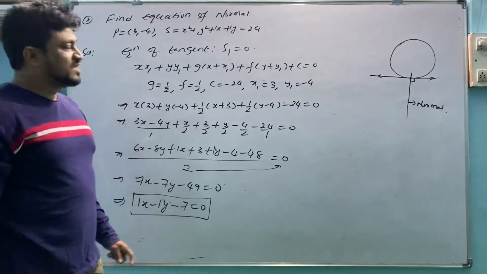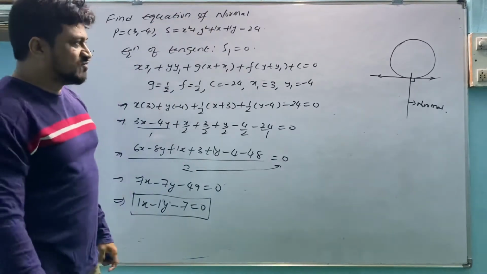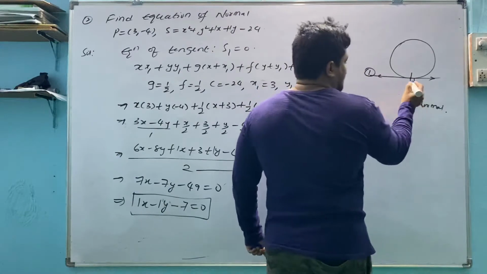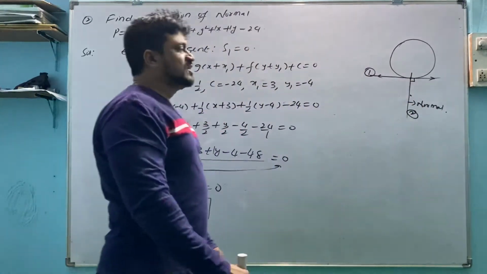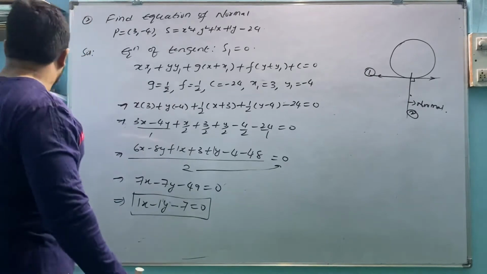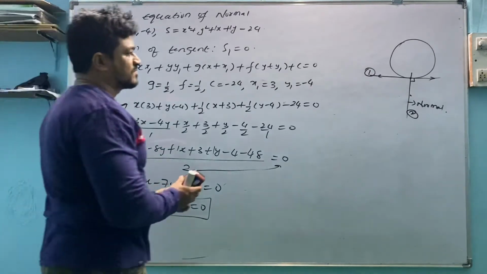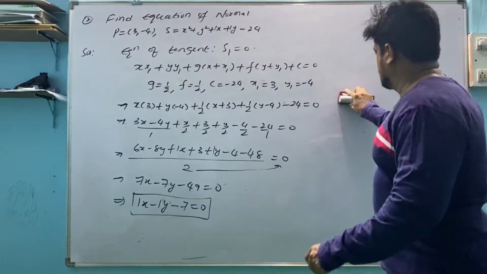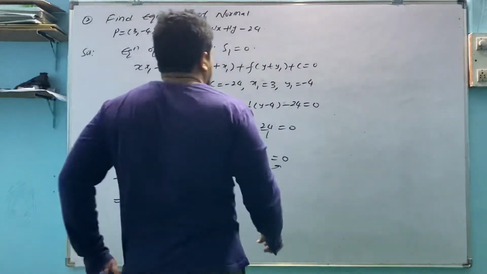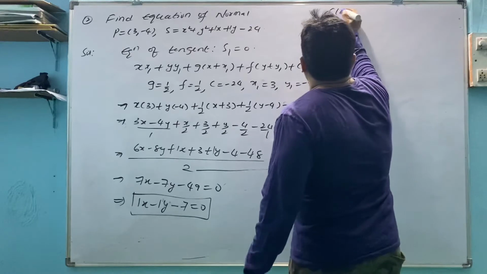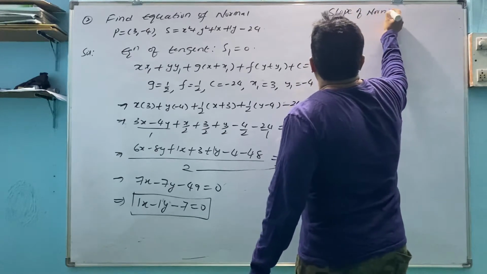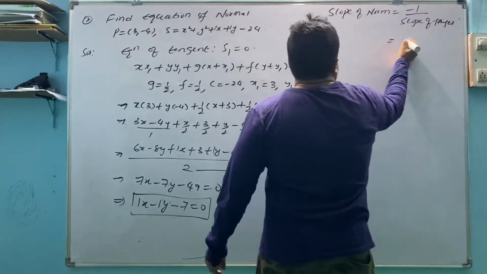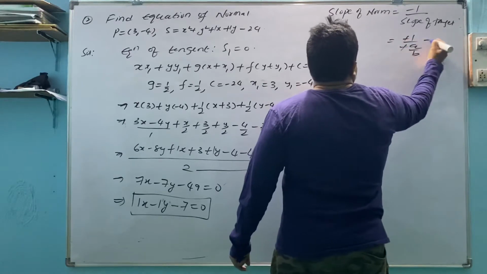But what do we actually need? We need the equation of normal. To get the equation of normal, we got this equation, we need to find the second equation. So what do we have to do? We have to find the slope of normal. Slope of normal equals minus 1 by slope of tangent. You should remember this. Then minus 1 by minus a by b, which is b by a.